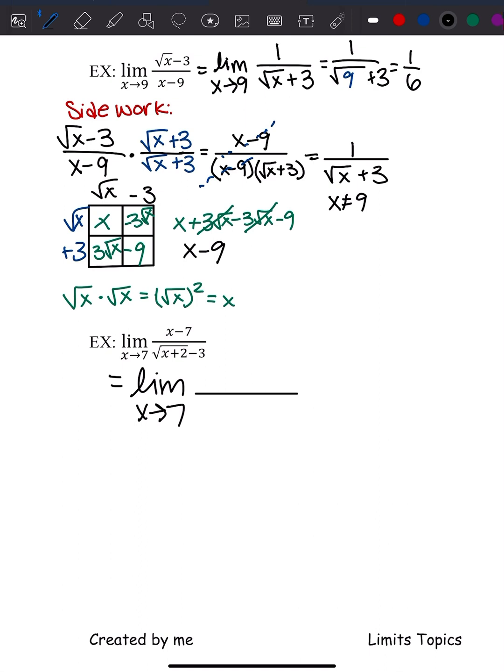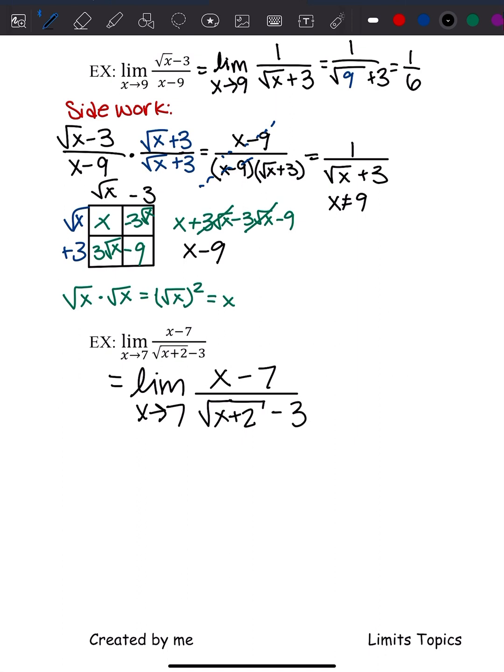7 plus 2 gives me 9. Square root of 9 is 3. Minus 3 is 0. So I know for a fact if I were to use direct substitution, this would give me that indeterminate form, so I don't want to use direct substitution yet. So we have our problem, and we need to use multiplying by the conjugate because we have the square root.